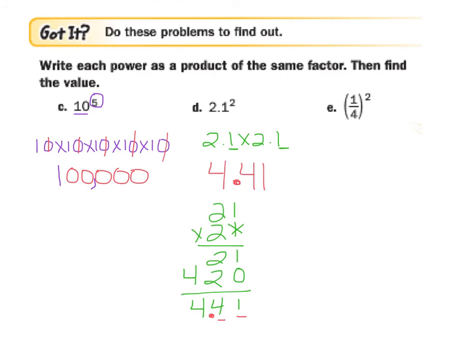And on this next one, we're going to take 1/4 times 1/4. And we can't simplify that with the cross products at all, so 1 times 1 is 1. 4 times 4 is 16. So 1/16.